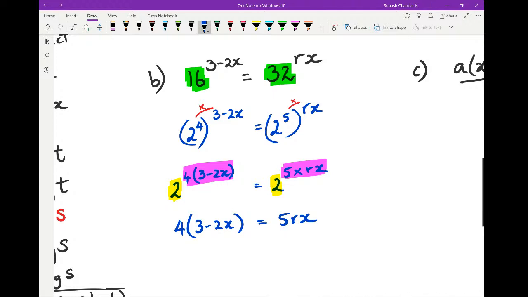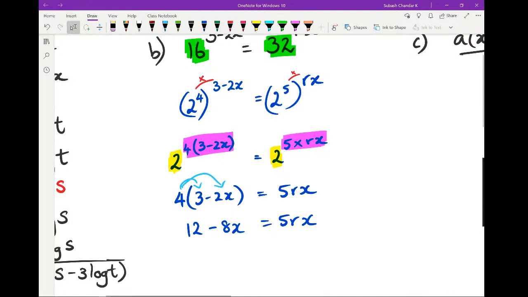Yeah, they're equal. So at this point, we go back to our classic expanding. We've got 4 times 3, which is 12, and 4 times negative 2x, which is negative 8x, and this is equal to 5rx. So at this point, we again need to do what we did in the previous question. We bring all the x's together on one side. So we're going to rewrite this as 5rx minus 8x. When it comes to the other side, it becomes plus 8x.